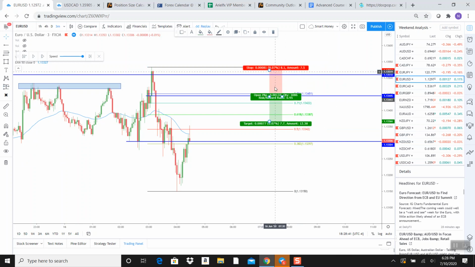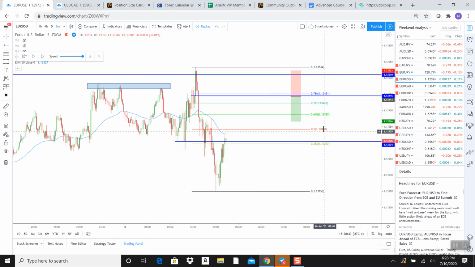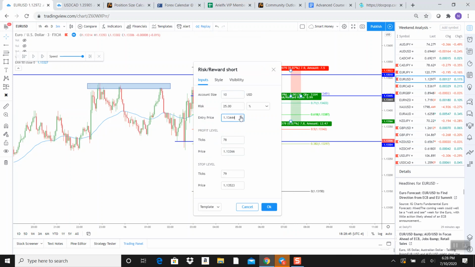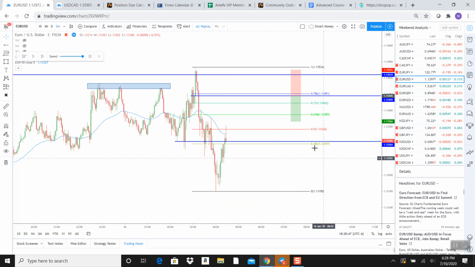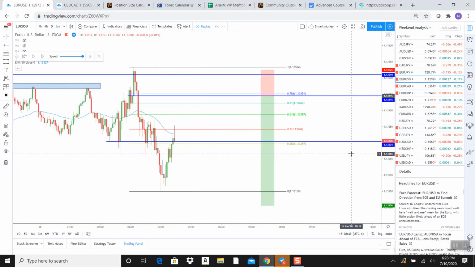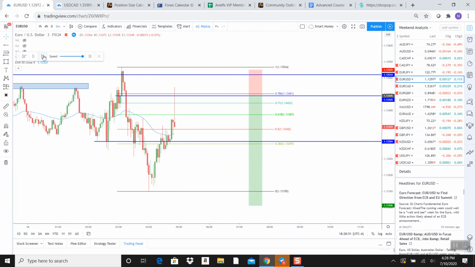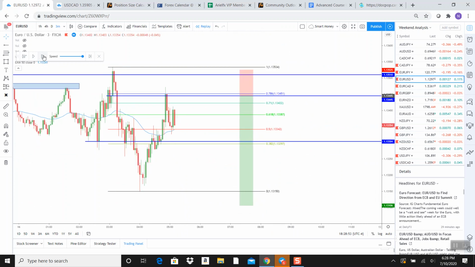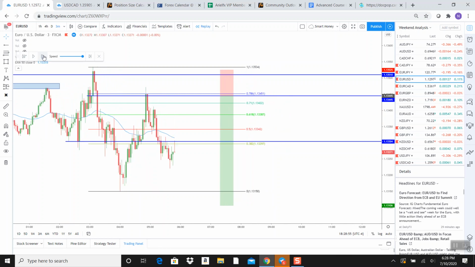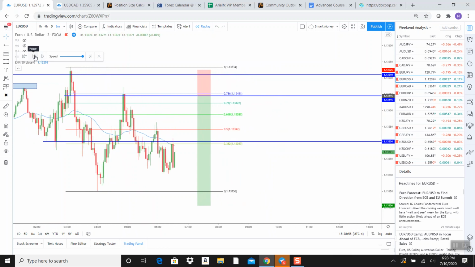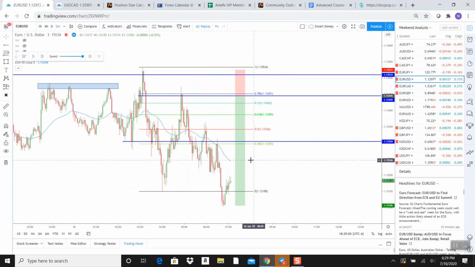8 pip stop. Oops. Go back. 8 pips. Now take profit we'll do in a minute, but I just want to show you the entry. Came up, bang, basically to the T, and then we just fell from there. All right, and play it out a little bit, show you. There you go.